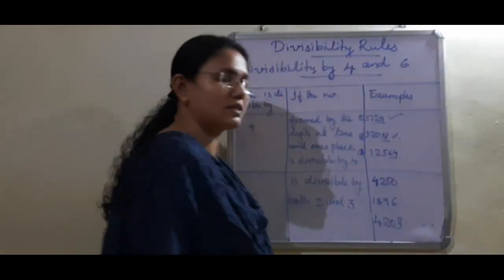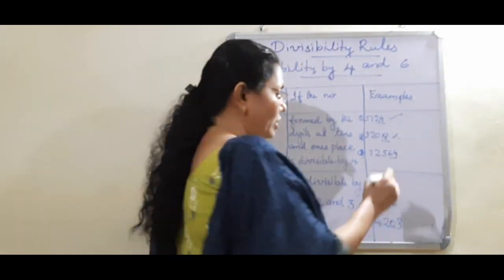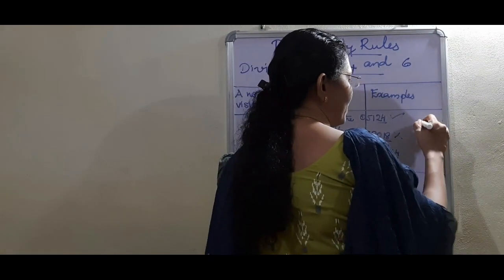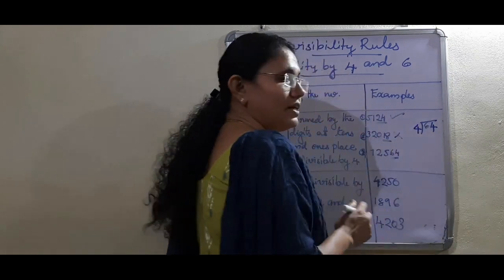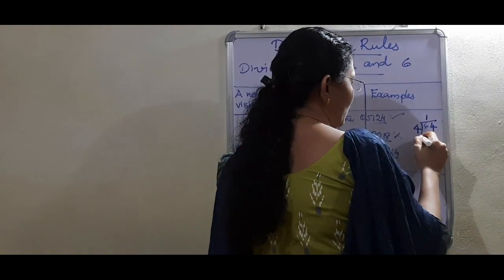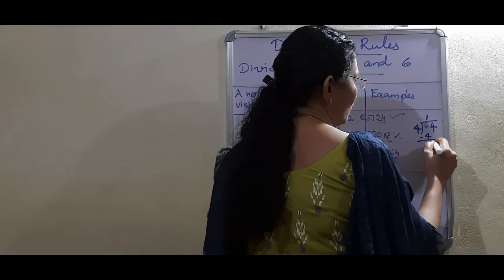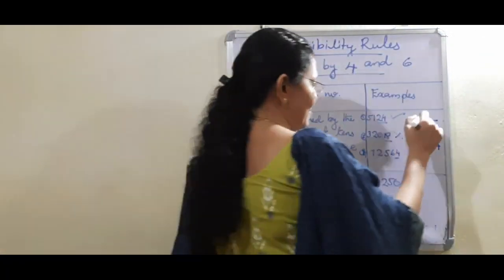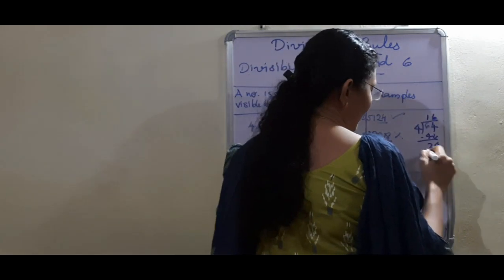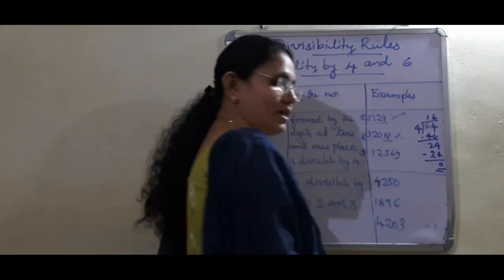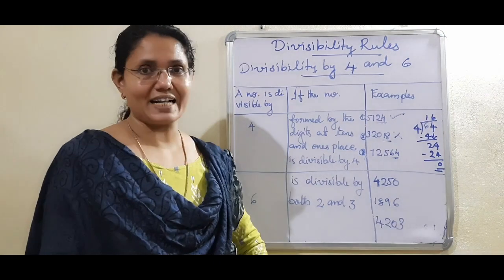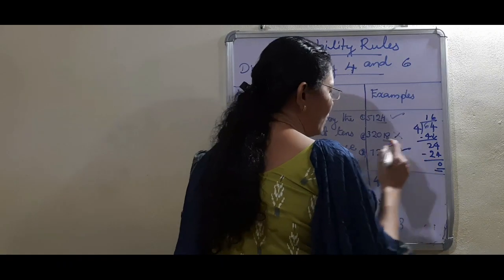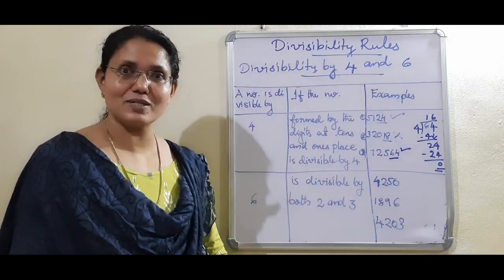72,564. Now you look here, 64. Suppose 64 is not there in the multiplication table you know, then we can divide 64 by 4. 4 in 6, 1 time. 1 4 is 4, subtract. Next 2, bring down 4. 24 divided by 4 is 6 times. 24. Here the remainder is 0. If the remainder is 0, it is completely divisible. Therefore the whole number, the complete number, is divisible by 4.